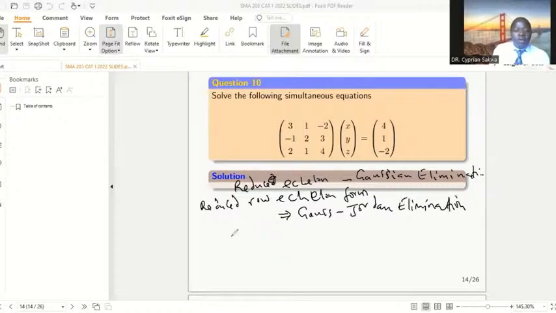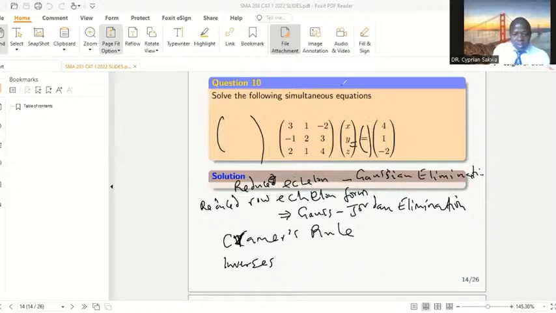Of course, I also showed you Cramer's rule as another method of solving systems of linear equations. And I've shown you the method of use of inverses, where you find the inverse of this matrix and multiply the inverse on both sides. Multiply here by the inverse of this matrix and here by the inverse of this matrix, and you have the answer. So this question was open.